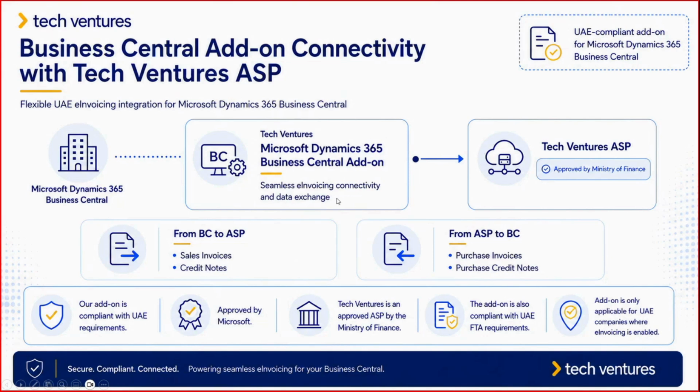So there are four documents that are being exchanged. Two documents are being exchanged from BC to ASP, which include sales invoices and credit notes. Whatever sales documents you are creating in your system, categorized as an invoice or a credit note, are passed on to our solution, Tech Ventures ASP, and from there onwards they are reported to FDA.